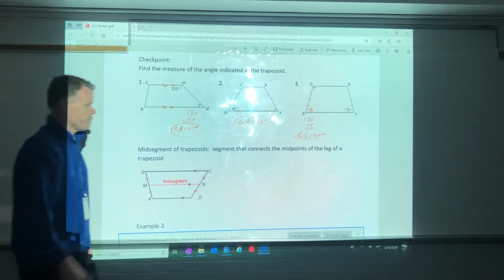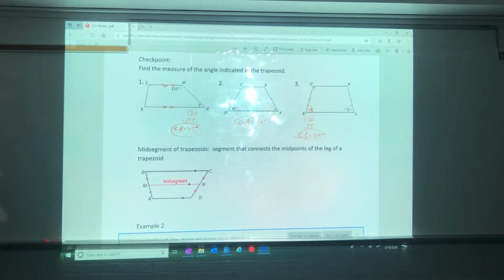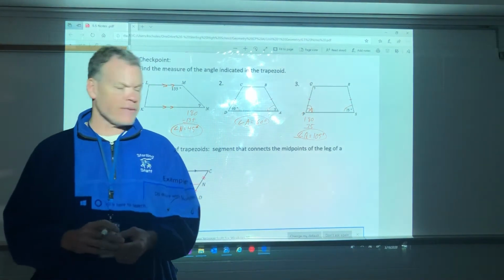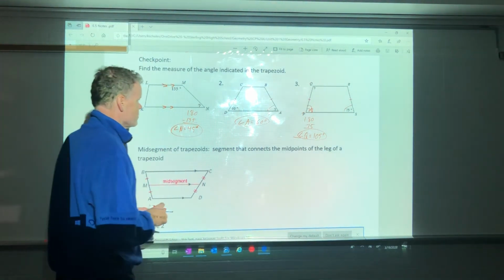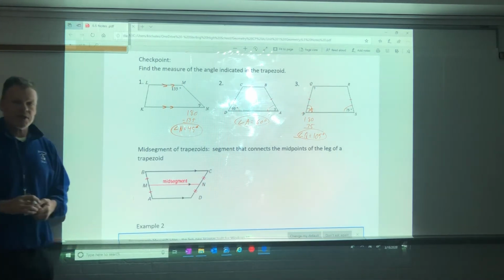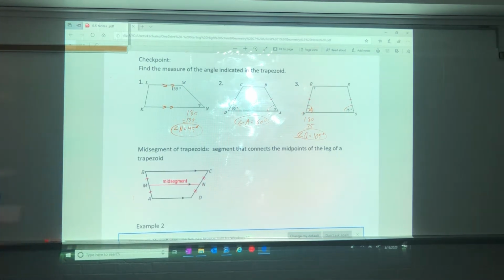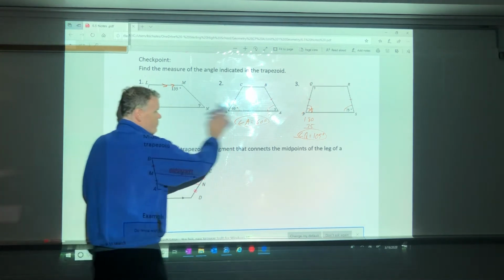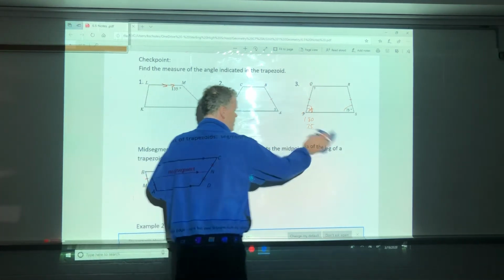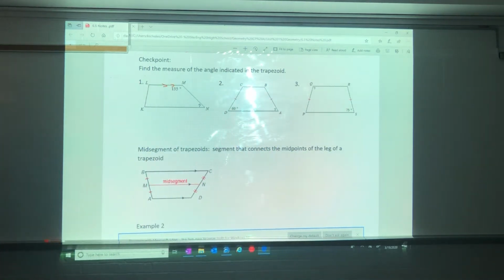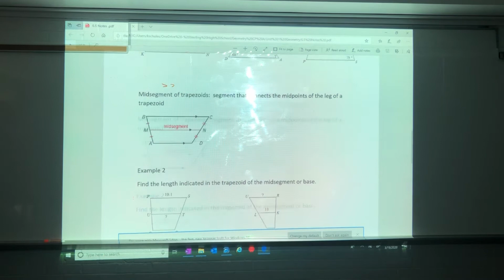Okay? So just a quick exercise in applying some of the characteristics of a trapezoid. Okay, and an isosceles trapezoid in 2 and 3. Okay, the next thing we're going to look at is a mid-segment. Now we looked at mid-segments when we talked about triangles. Now we're going to look at a mid-segment when we're talking about a trapezoid.